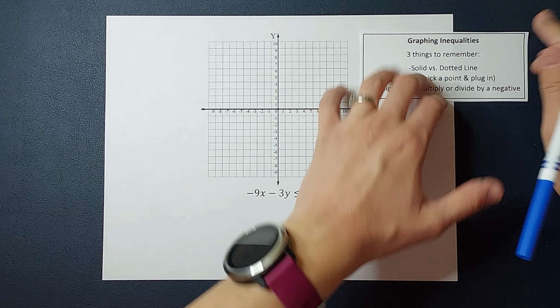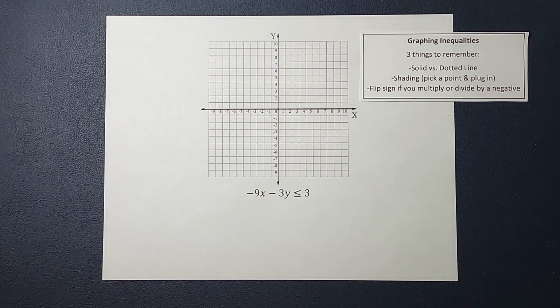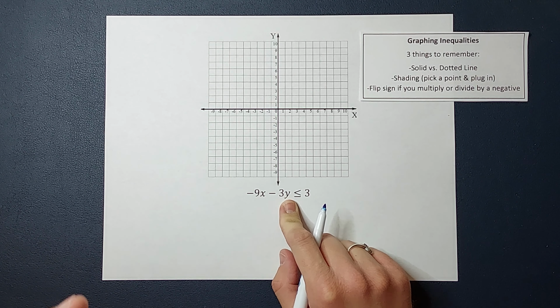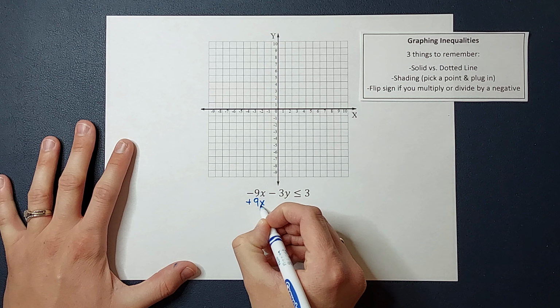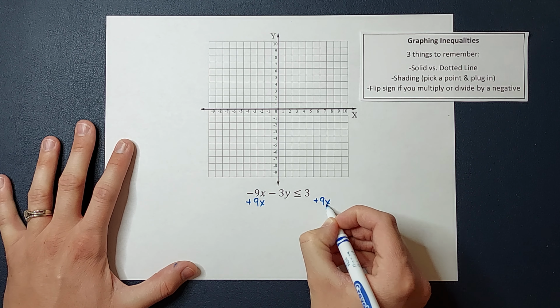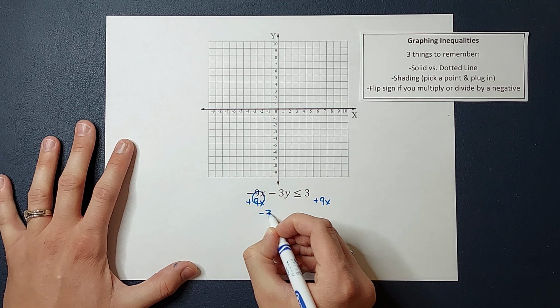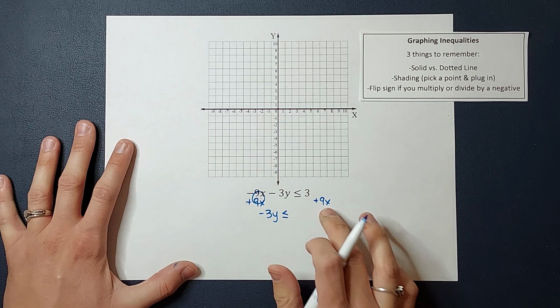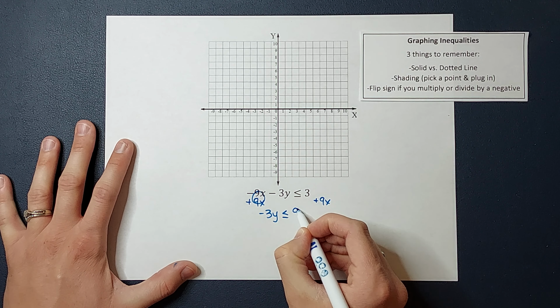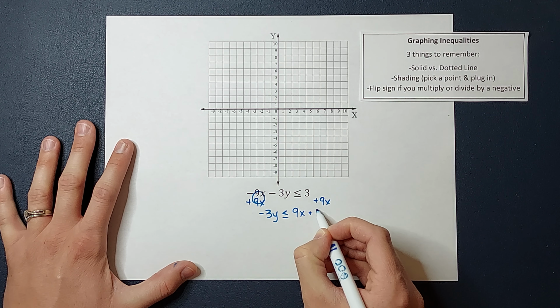Okay, so first thing I want to do is the easiest way to graph a line is in slope-intercept form. Now, slope-intercept form is when y is by itself. So right now, all I'm trying to do is get this y by itself. Okay, so first thing I'm going to do, add 9x to both sides. Okay. I'm going to simplify this down. So I have negative 3y is less than, I like to write the x first. So I'm going to put 9x plus 3.